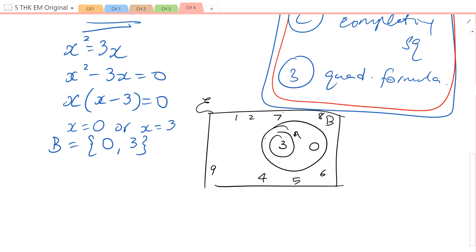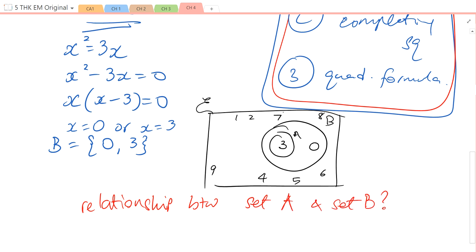Now can you tell me the relationship between set A and set B? This is my question to you. What is the relationship? Okay, A is a proper subset of B.